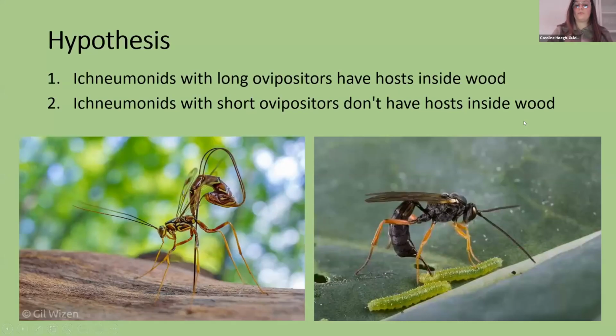So one of the characters that varies the most in ichneumonids is the length of their ovipositor. And it's a well-recognized hypothesis that ichneumonids who have a long ovipositor all have hosts that are inside wood. On the other hand, ichneumonids who have shorter ovipositors do not have hosts inside wood. Now, this hypothesis has been well-recognized for decades, but it's actually never been tested quantitatively. So that's what we aim to do.